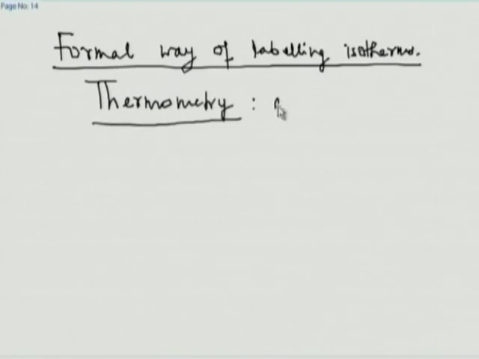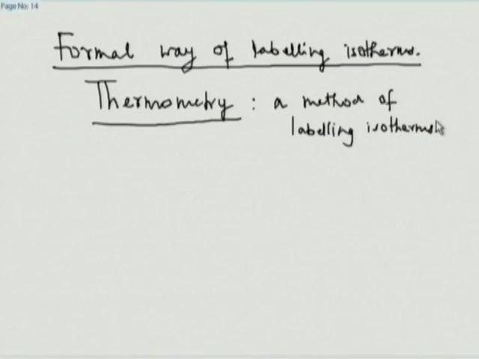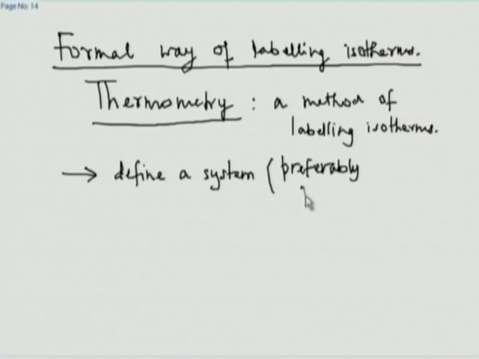Thermometry is nothing but a method of labeling isotherms. So what is the basic idea in thermometry? The basic idea is define a system, preferably rudimentary. Let's discuss this. Why preferably rudimentary? What is the characteristic of a rudimentary system? No two-way mode of work, so only one property of significance. And then we say that, look, let's define that property and use that property, that characteristic as my label of temperature. Okay? So just simplicity.